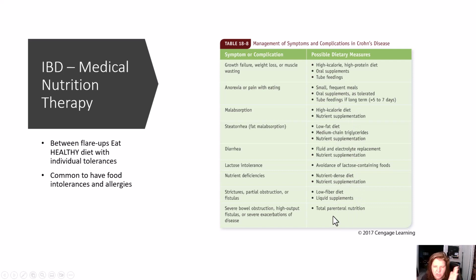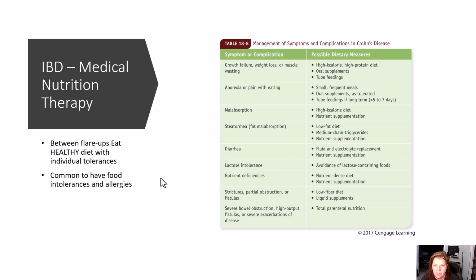So as I mentioned on the last slide, we base the nutrition aspect on what symptoms they are having. So it really depends. If they have steatorrhea, we do a fat-restricted diet. If they're having malnutrition, we do a high-calorie, high-protein diet. If they're having diarrhea, we restrict fiber, so that would be down here, or even if they have a partial obstruction. So this is the management of both ulcerative colitis and Crohn's when they're having exacerbations of the symptoms.